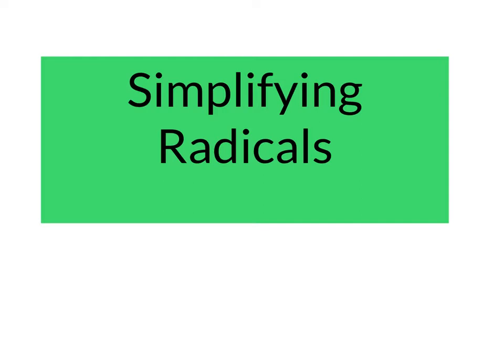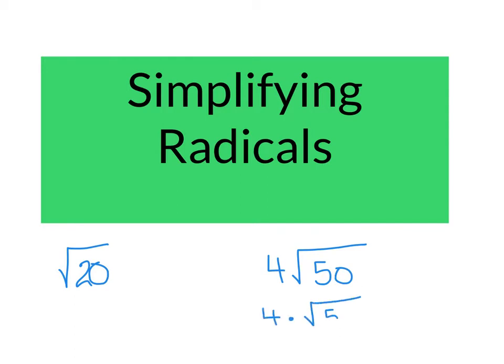So we're going to look at simplifying radicals, and we've done this already with problems like square root of 20. But now we want to look at problems with a coefficient in front, which is 4 square roots of, let's say, 50. Now remember, this means 4 times the square root of 50. So let's see how we're going to do that. We're going to start with a couple problems here.